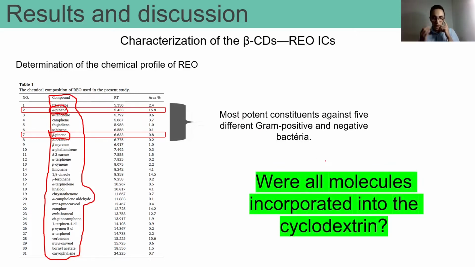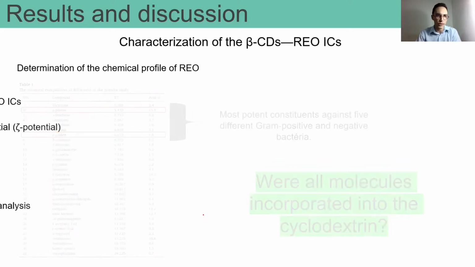And now we have a question. Where are our molecules incorporated in the cyclodextrin? I have this question for you to understand better. Were all 31 molecules incorporated into the cyclodextrin? Probably not. But how were these molecules incorporated? We're going to see in the next results.